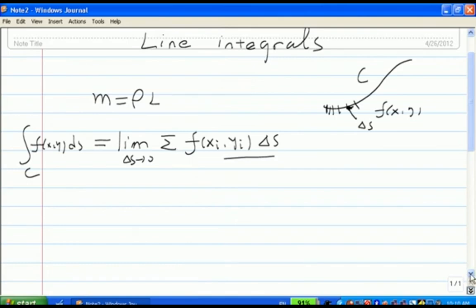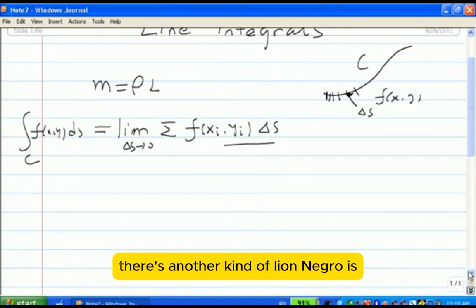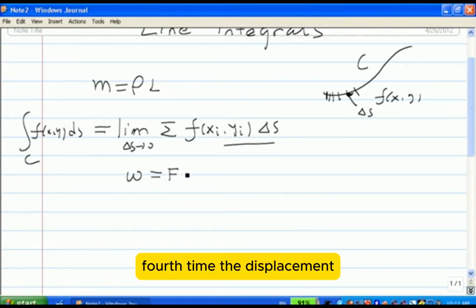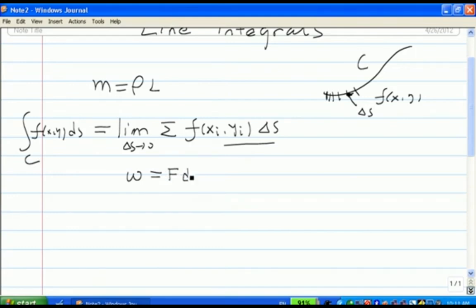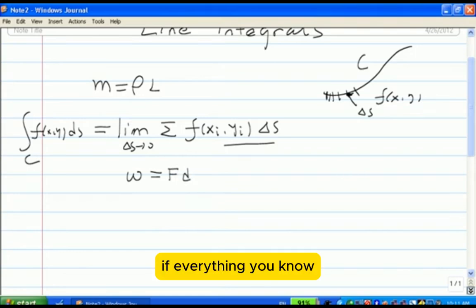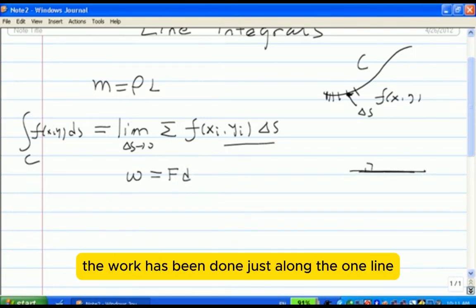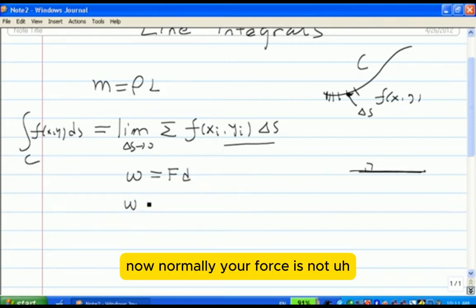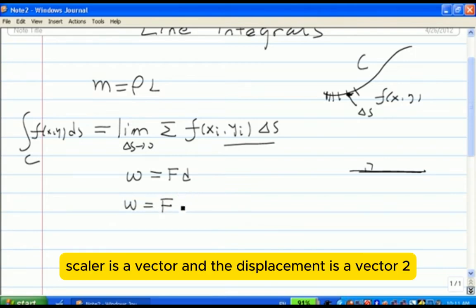There's another kind of line integral: finding the work that has been done. What is the formulation for work? Force times displacement. If the force is a scalar and the work is done just along one line, then it is simple. Now, normally your force is not a scalar, it's a vector. And the displacement is a vector too.